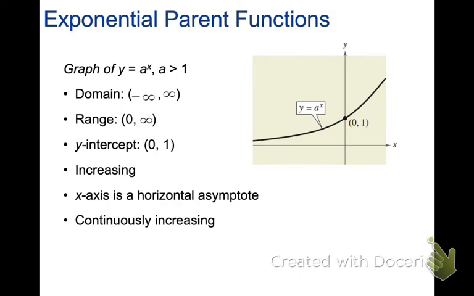Okay, so here is the parent function of an exponential function. Here is all you need to know. A to the x is your parent function. Your domain is all real numbers. You can throw anything you want in there. Your range is greater than 0. Why? We just discussed this. There's nothing you can plug in there, right? The y-intercept is 0, 1, because anything to the 0 power is 1. It is increasing. The x-axis is a horizontal asymptote, because there's nothing you can put into an exponent and get 0 either, is there? Nope.